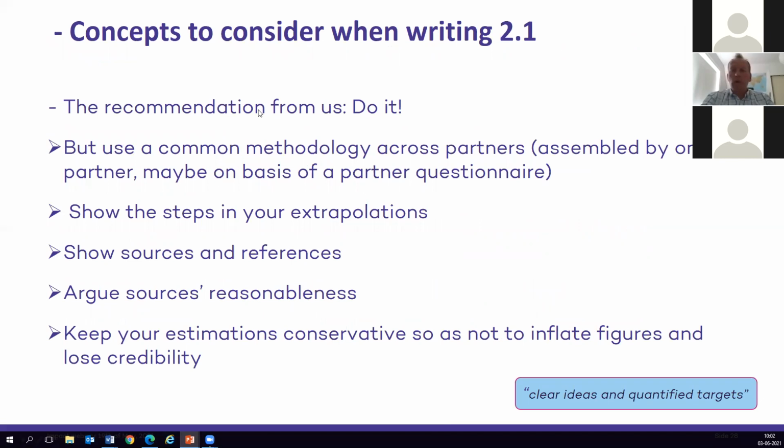So the recommendation from us is clearly do it as much, take it as far as you can, but use a common methodology across partners, show the steps in your extrapolations, show your sources and your references, of course, and argue these sources' credibility, and keep your estimations conservative so as not to inflate figures and lose that credibility. That credibility is key here. We are talking about credible pathways to impact. That was some more about the concept in 2.1.